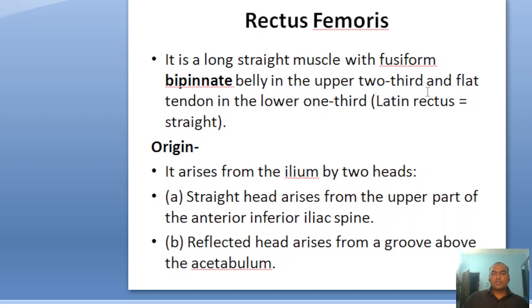It has a tendon on the upper 2/3 and a flat tendon in the lower 1/3. In Latin, rectus means straight, vertical. The origin of rectus femoris has two heads, a straight head and a reflected head. The straight head arises from the upper part of the anterior inferior iliac spine. The reflected head arises from just above the acetabulum, the cup-shaped cavity present on the hip bone. So this is the origin of rectus femoris muscle.